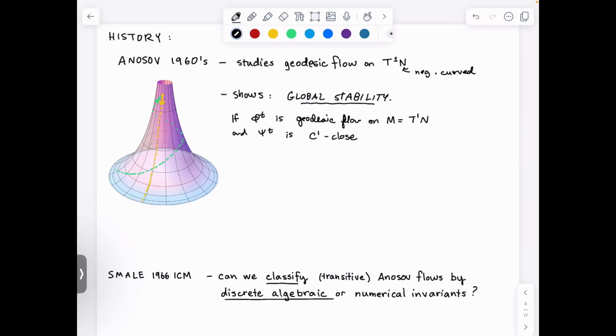This means if I think about the vector fields that generate these flows, they live close together, point by point, to the vector field of phi. Well then, actually they're the same, or they look the same to a topologist. There exists a homeomorphism that takes orbits of one to orbits of the other.